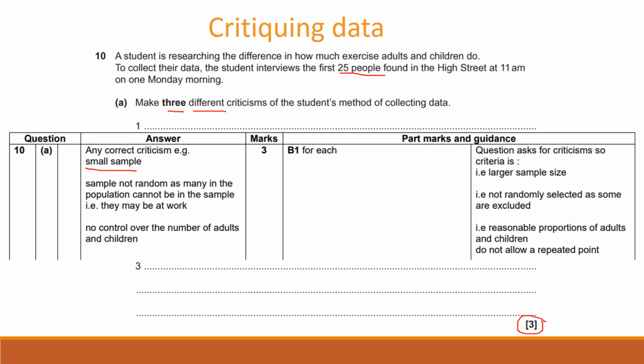And the last point is that there's no control over the number of adults and children that you're asking. So when you're looking at the exercise adults and children do, you want to know how many adults there are and how many children are doing it, so you can compare the adults to the children rather than you might be asking all adults, you might be asking all children. So you need to make sure it's fair. Now over on the right side it says over here, do not allow a repeated point. Okay, so you've written something that is very similar, then you're not allowed to have a repeated point. And B1 for each means that is a 1 method mark for each valid point that you give.